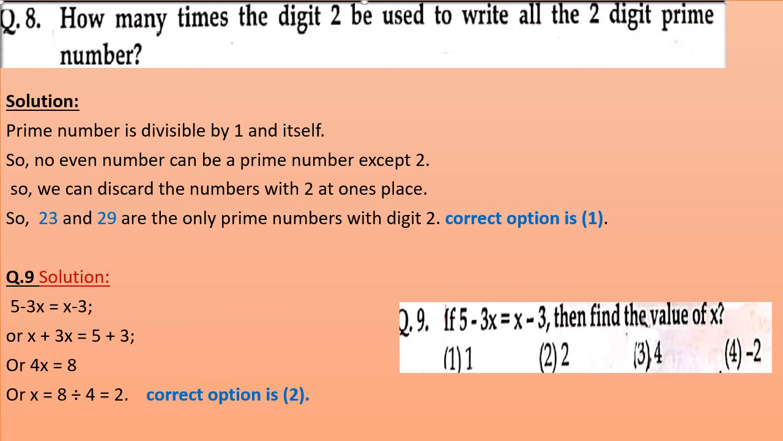Now question number 9. This equation is 5 minus 3x equals x minus 3. Now we'll take the x terms aside. We get x plus 3x equals 5 plus 3. 4x equals 8, or x equals 8 divided by 4, which equals 2. The correct option is 2.